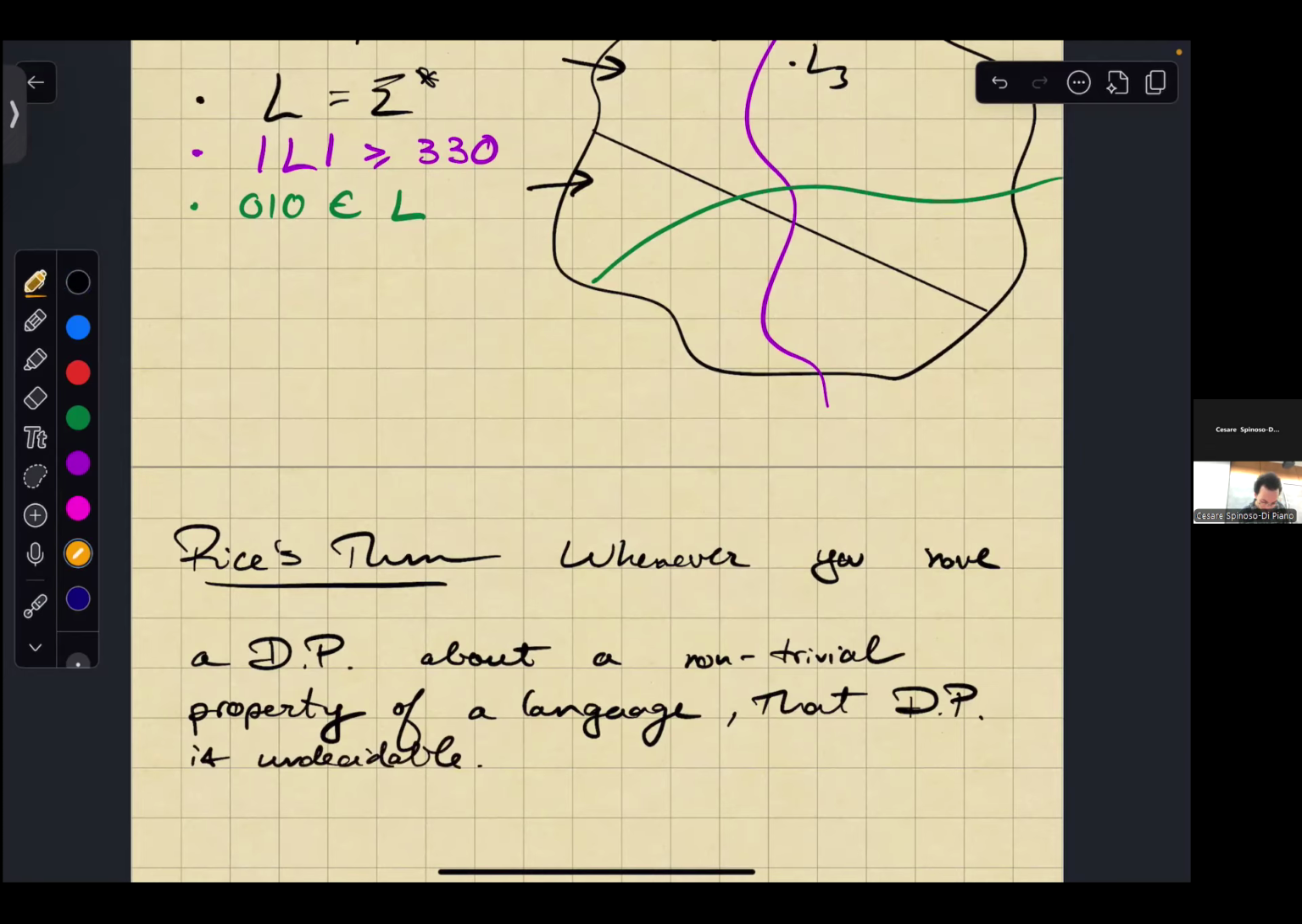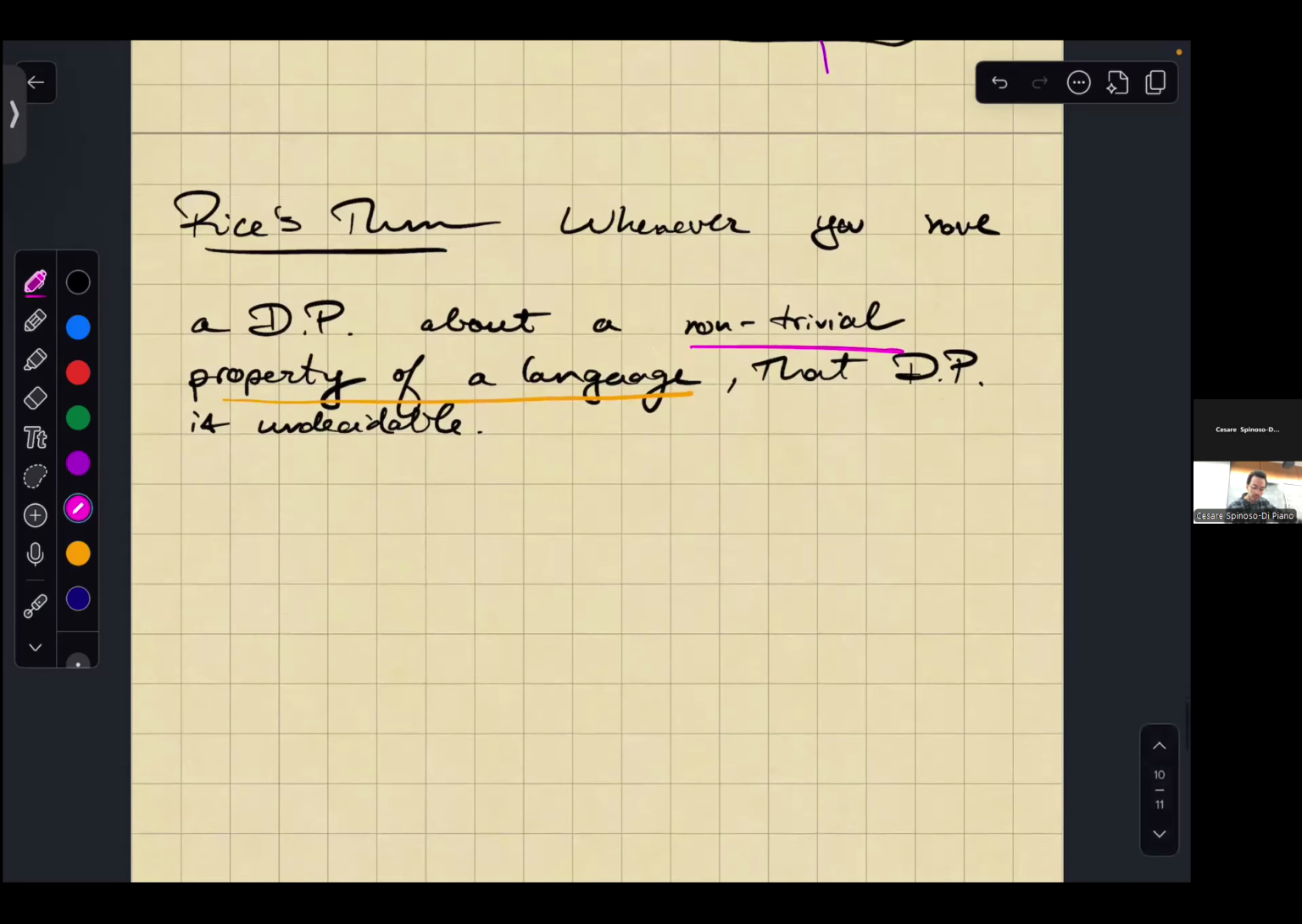So property of a language, right? This is what we've just talked about. Non-trivial, what does this mean? Well, I'll just define the actual positive statement. A property is trivial if it's always true or it's always false. A property is non-trivial when you have the negation of this, so there exists at least one language where the property is true and at least one language where the property is false, right? Okay, so this is Rice's theorem as a reminder.